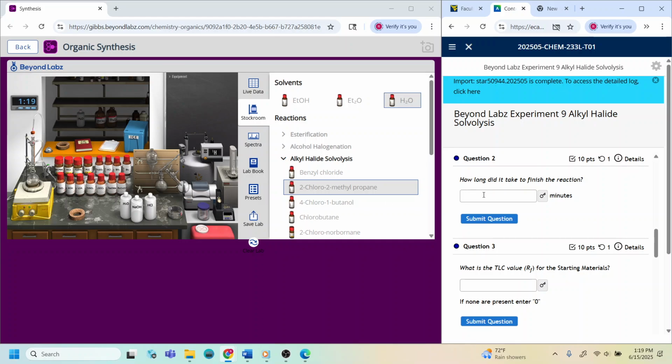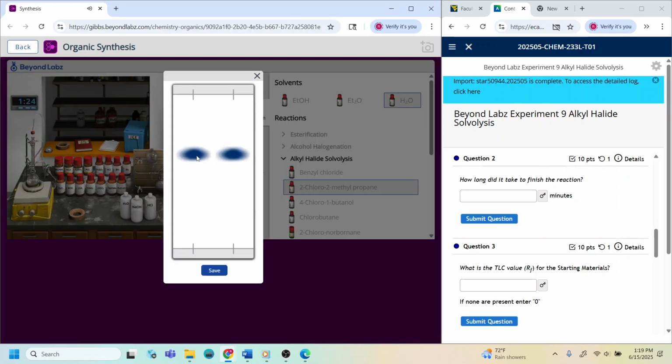And then it asks how long did it take to finish the reaction? Guys, before you answer this, we have to take a TLC. We have to take a TLC for the starting material. So don't answer this, don't start the reaction before doing a TLC. So this is the TLC plate. We're going to go ahead and bring the TLC plate all the way to our flask. So once we bring it to our flask, here's what you have.